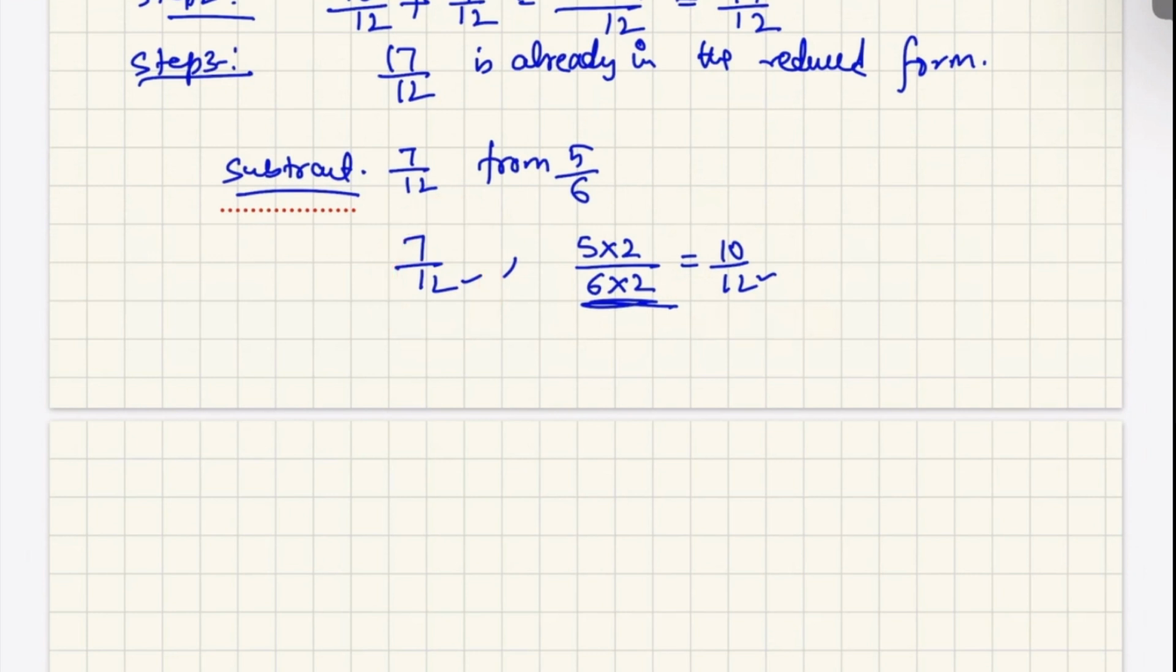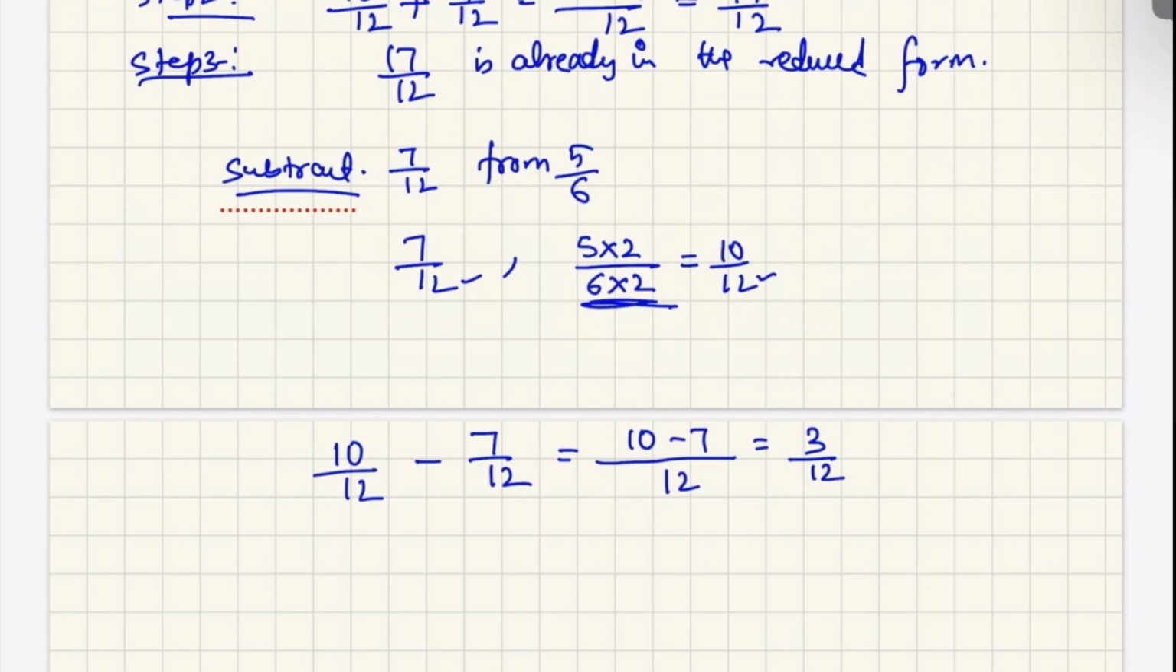Is that clear? That means, how do we write? 10 by 12 minus 7 by 12. Is that clear? Now, as the denominator is the same, we'll keep it the same. 12, 10 minus 7, this becomes 3 by 12. Okay. Now, the third step says reduce it into the lowest form.